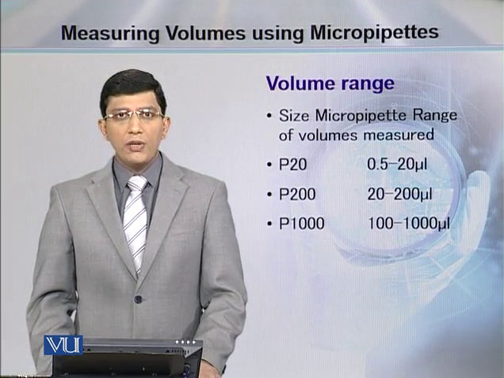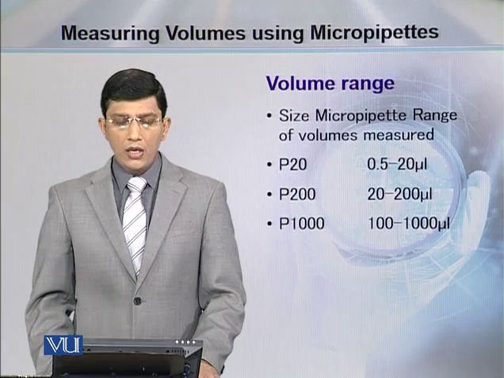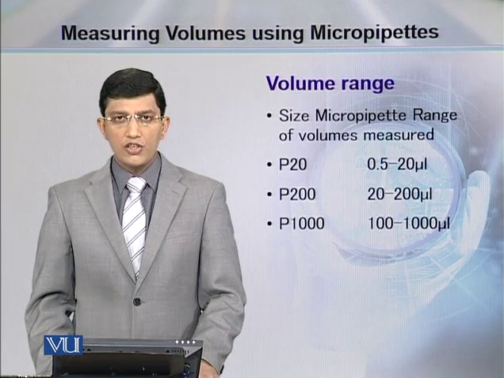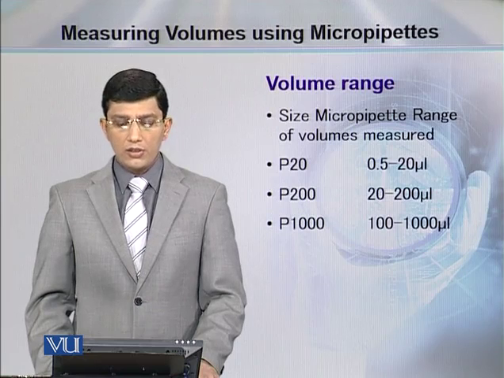The given range for P20 is 0.5 to 20 microliter. For P200 is 20 to 200 microliter. And for P1000 it is 100 to 1000 microliter.